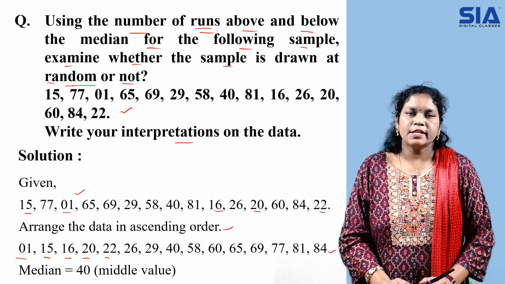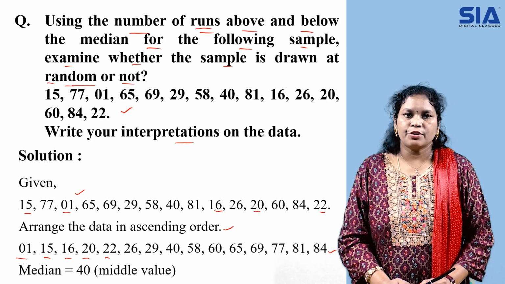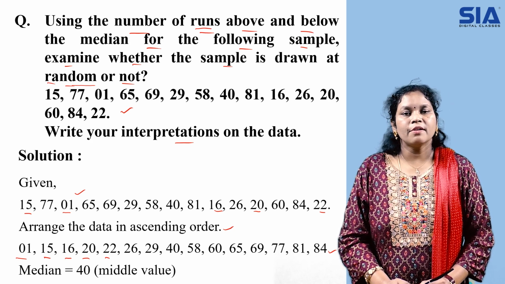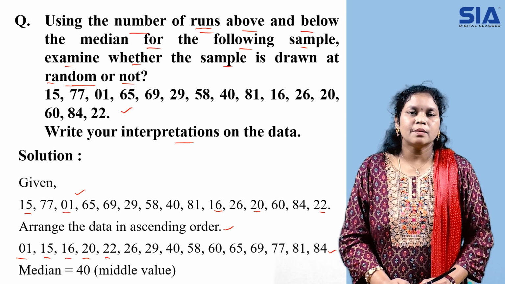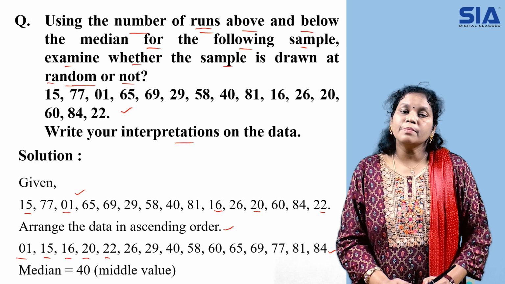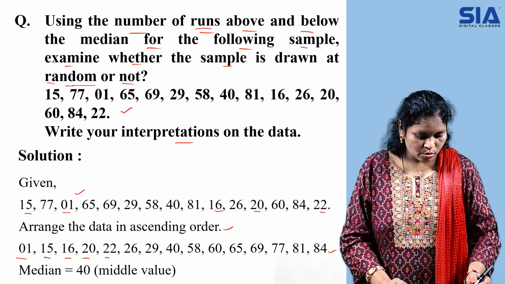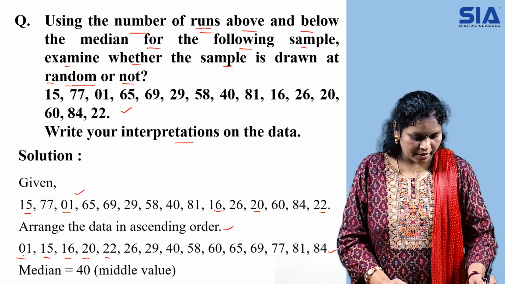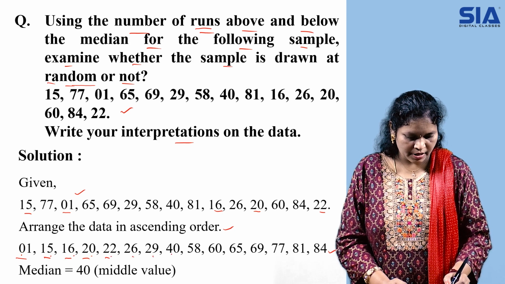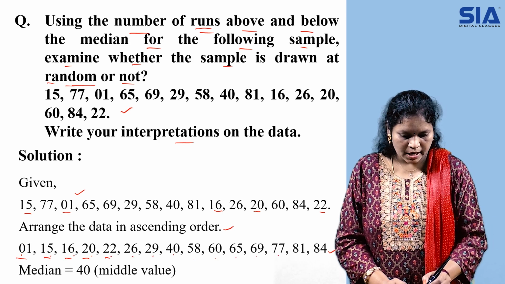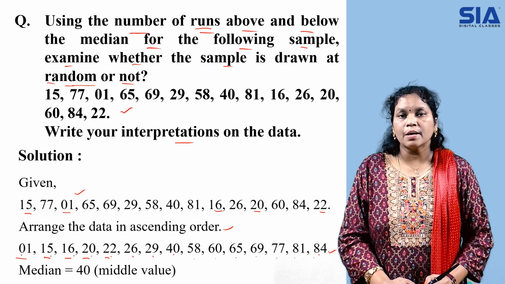After arranging the data in ascending order, we need to find the median. So how do we find the median? After arranging in ascending order, the middle value becomes the median. So check which becomes the middle value in the data. Check how many values we have here: 1, 2, 3, 4, 5, 6, 7, 8, 9, 10, 11, 12, 13, 14, 15. So we have 15 numbers.